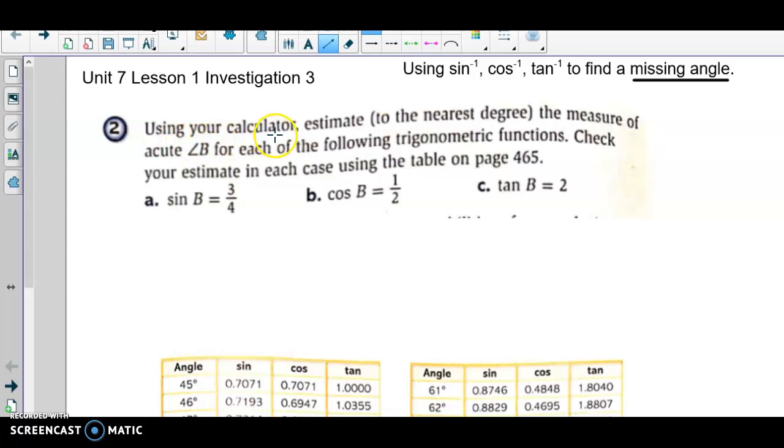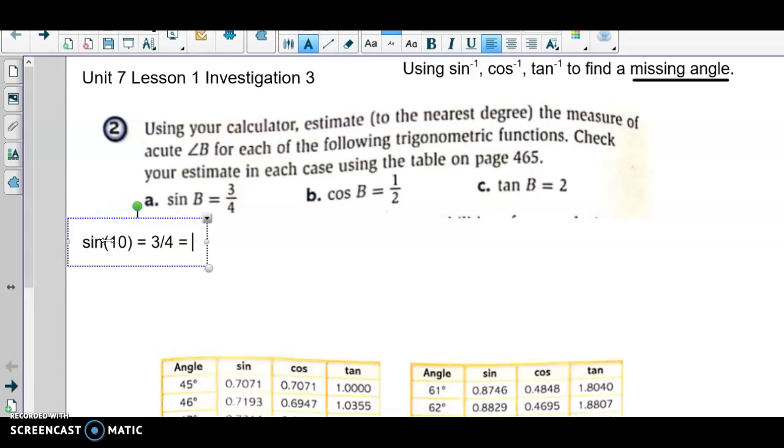It says, using your calculator, estimate to the nearest degree the measure of each acute angle B for each of the following trig functions. What that means is that you might take out your calculator and test out different values. You might say, what's the sine of 10? Is it equal to 3 divided by 4, which is 0.75? And you would take out your calculator and do that.